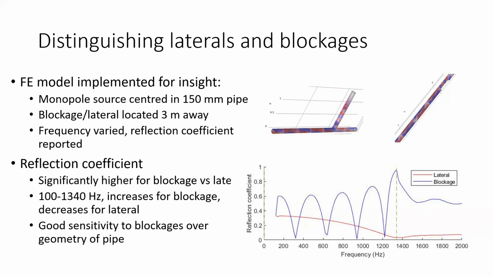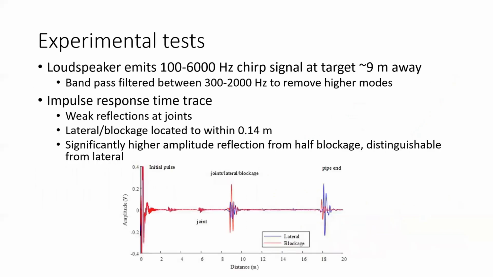So as you can see on this plot down the bottom, the reflection coefficient was calculated at a range of frequencies, and for most of this frequency range, there's a higher reflection coefficient for the blockage compared to the lateral. Up to this green dotted line, which represents the cut-on frequency for the pipe, past which high frequency modes dominate, up to this point, the reflection coefficient increases for the blockage and decreases for the lateral. And past this point, there remains a large difference between them. So this suggests good sensitivity to identify the two of these.